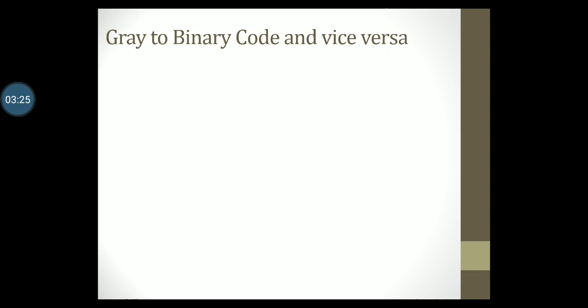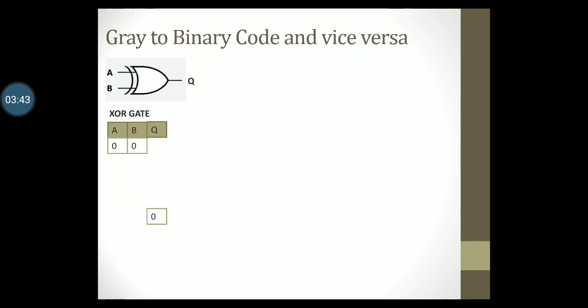Gray code can be converted to binary and vice versa. The technique is very easy and it requires you to recollect the logic of an XOR gate. If A and B are inputs to the XOR gate and Q is the output, then if A and B are 0, the output Q is also 0. If A is 0 and B is 1, then the output Q becomes 1. If A is 1 and B is 0, then output Q is also 1. If A is 1 and B is 1, then Q is 0. For this reason, XOR gate is called an inequality detector.